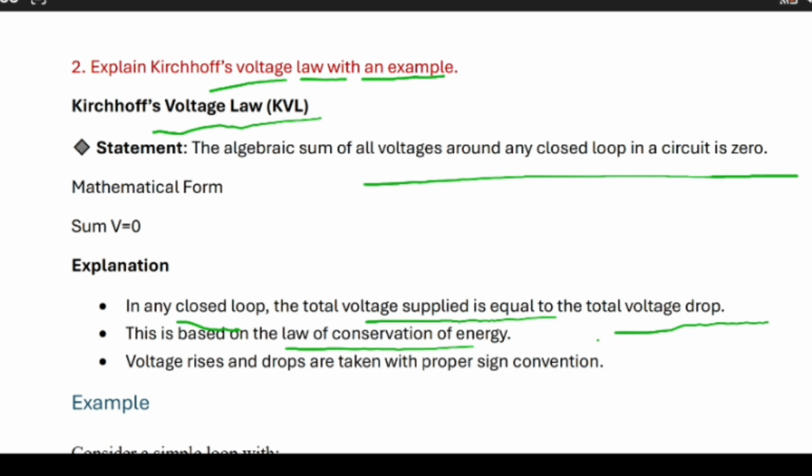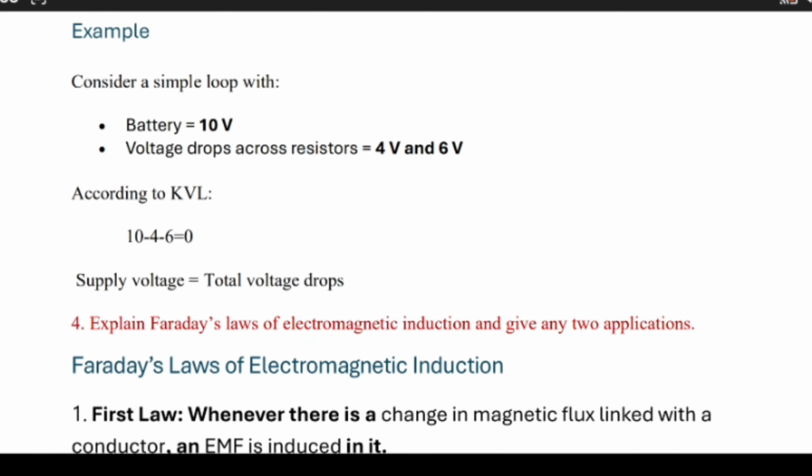It is based on the law of conservation of energy. For voltage rises and drops, we take proper sign conventions. So I'll explain with an example. Consider a simple loop. It has a battery of 10 volts and resistors with voltage drops of 4 volts and 6 volts.